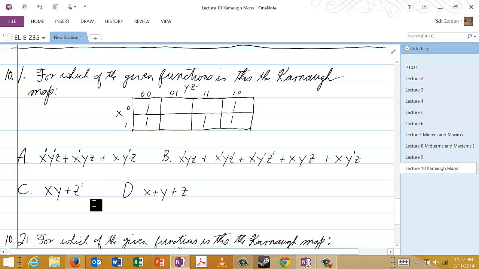One of these functions does correspond to this Karnaugh map. Which one is it?